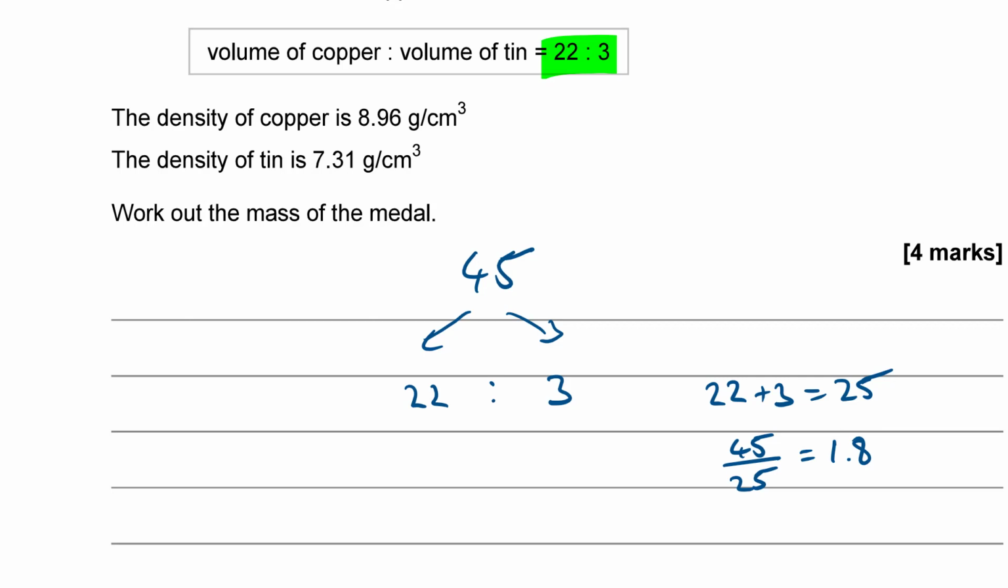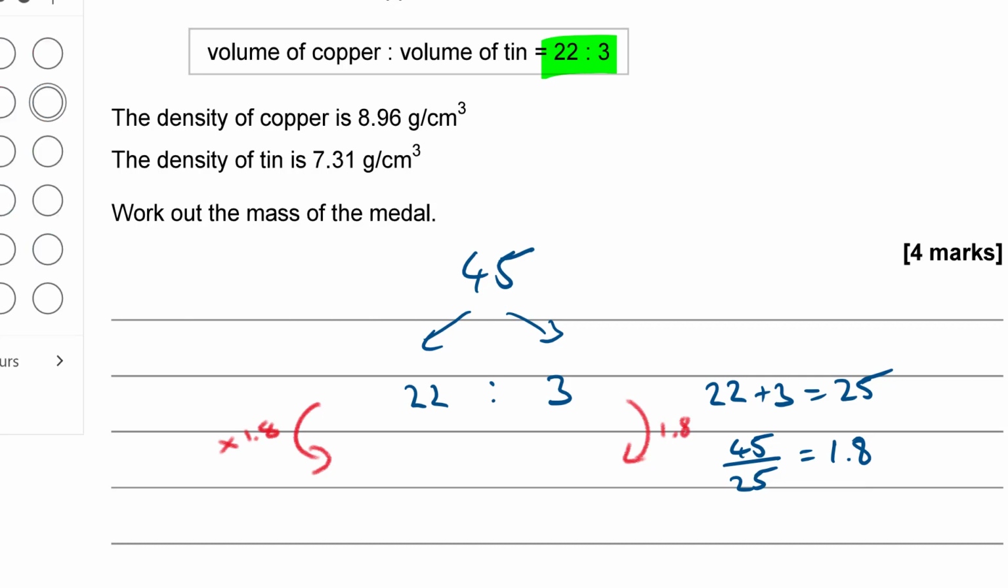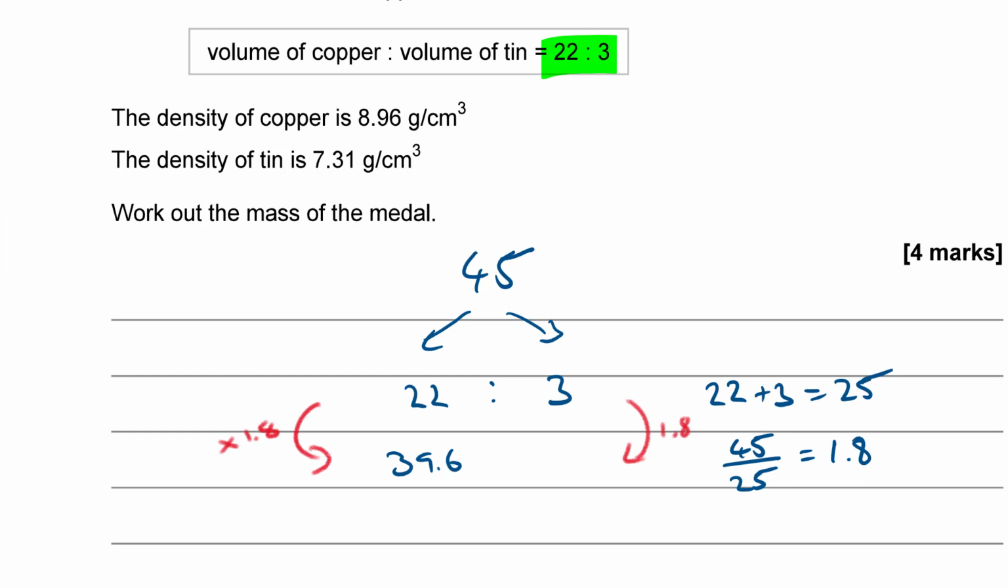Okay, so then this one down here I'm going to multiply by 1.8, and this I'm going to multiply by 1.8. So 22 lots of 1.8. 22 times 1.8 gives me 39.6. So this one is going to have a volume of 39.6 cubic centimeters. So that's the volume of copper, isn't it? That's copper. And on this side, we're looking at tin. So 3 parts tin, 1.8 per part. 3 times 1.8 gives me 5.4 cubic centimeters of tin.